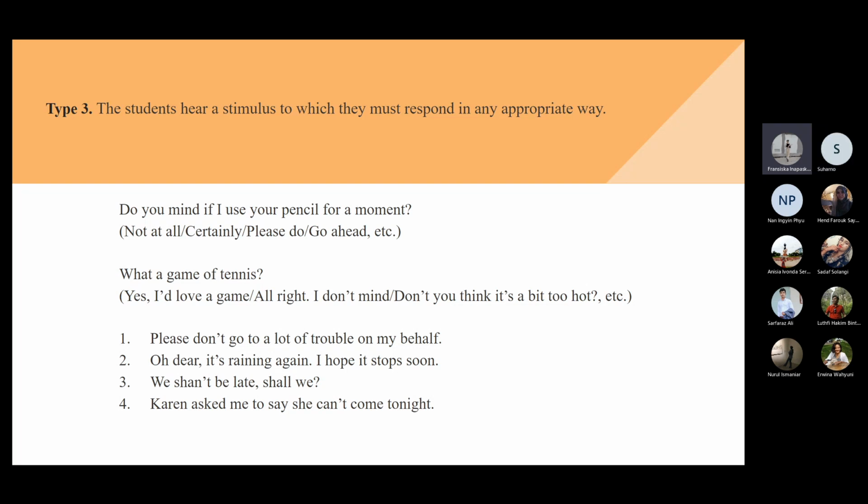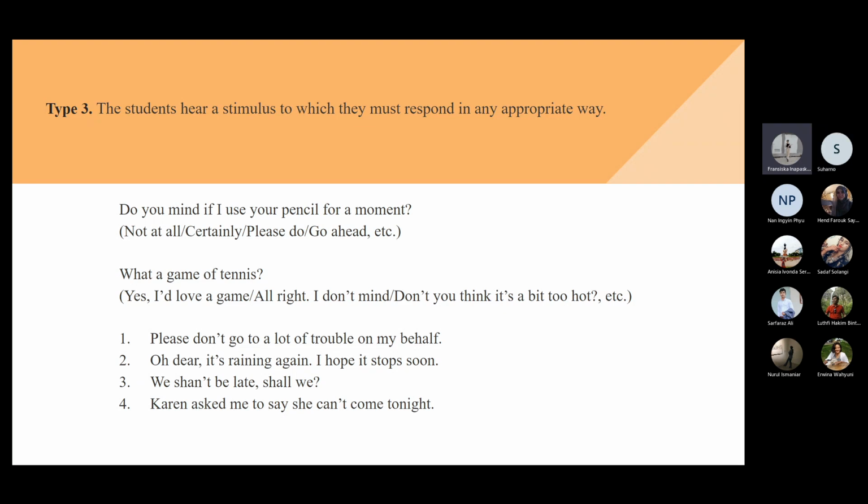"Do you mind if I use your pencil for a moment?" And the answer can be "not at all," or maybe "certainly," or "please do," or "go ahead," and so on. And then the other one, "Want a game of tennis?" And the answer can be "yes, I love a game," or maybe "all right, I don't mind," or maybe "don't you think it's a bit too hot," and so on. So this is another question of type 3.